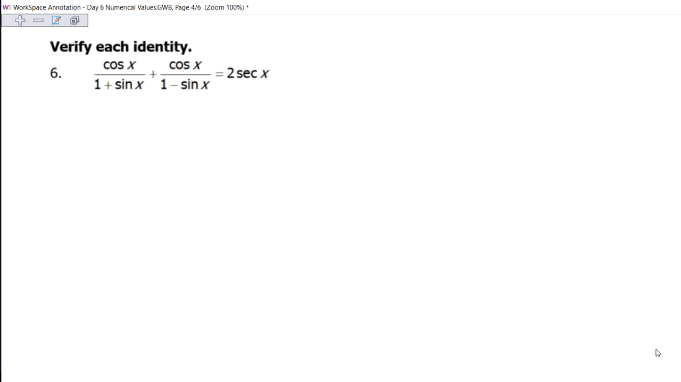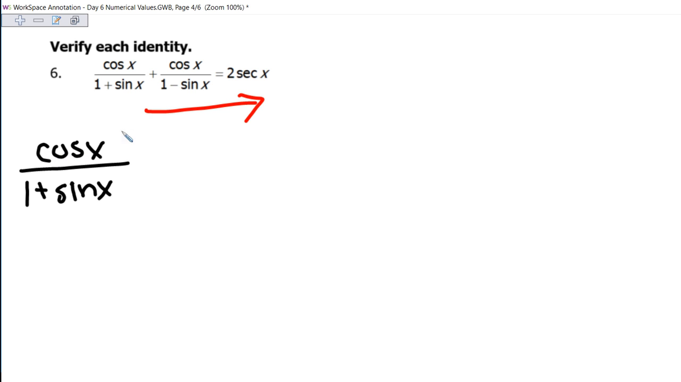Number 6, do we want to start with the left side or the right side? Okay, let's go left to right. So rewrite the left side. On the left side, we have cosine of x over 1 plus sine of x plus cosine of x over 1 minus sine of x.